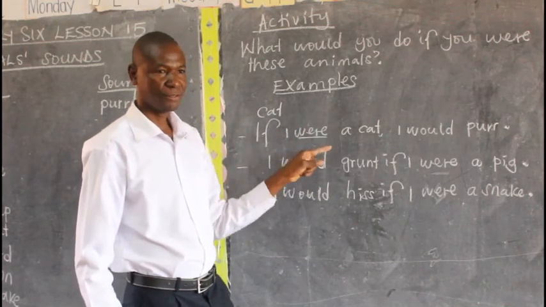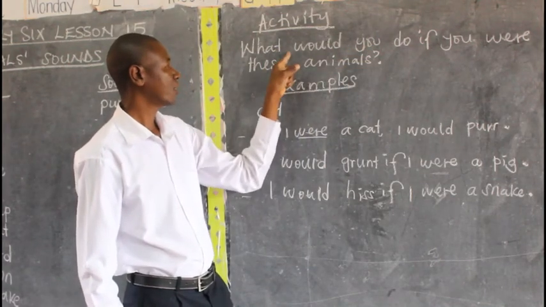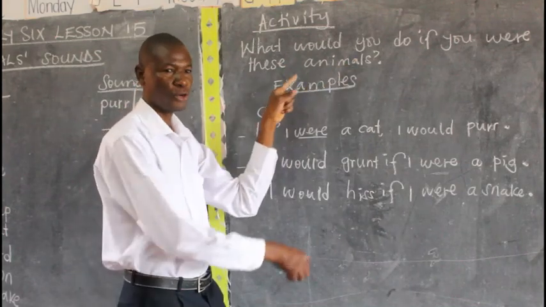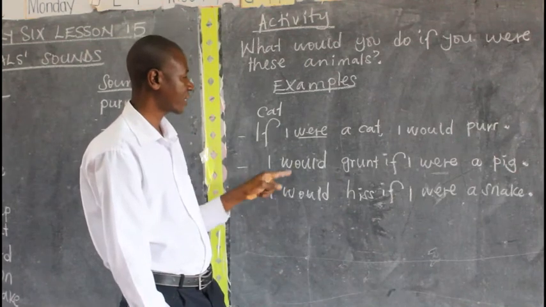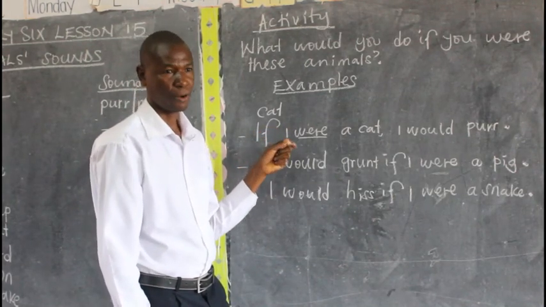So do that activity correctly following this question here. What would you do if you were these animals? You are going to see the list of those animals there. So the sentences I want are here. I have given the examples from a hard copy.